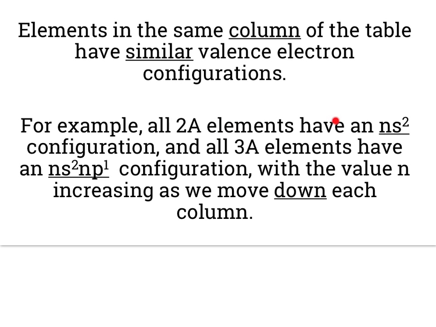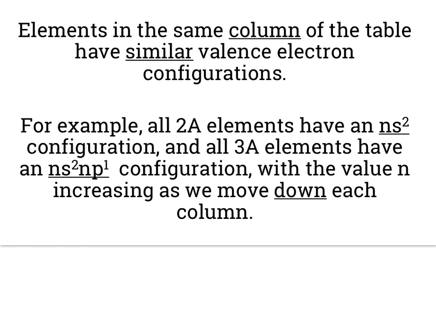For example, all 2A elements, which are alkaline earth metals, have an ns2 configuration, n meaning whatever energy level they're in. I'm sorry, I said that wrong. n refers to their energy level. So all the 2A elements have s2, but since they're on different rows of the periodic table, it's representing that their valence electrons are in different shells. So one may have 1s2 or 2s2 or 3s2, but they're all s2.